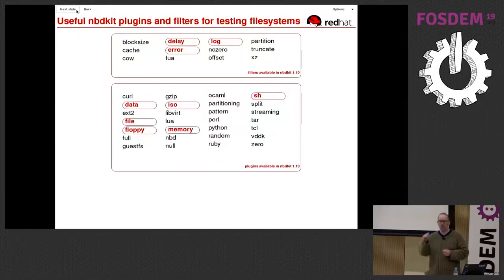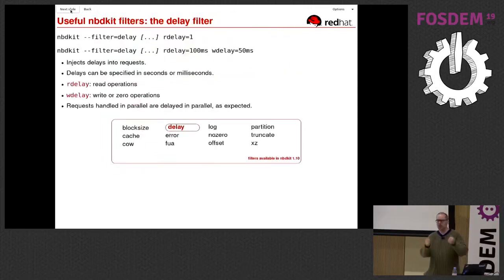And other things that are useful for testing, there are some plugins there which are very useful for testing, and some filters I'm going to talk about now, which are super useful if you're testing file systems or the limits of file systems. So the first filter I'm going to talk about, which is useful for testing, is the delay filter. You can inject delays into the nbdkit request. You can specify the number of seconds or number of milliseconds.